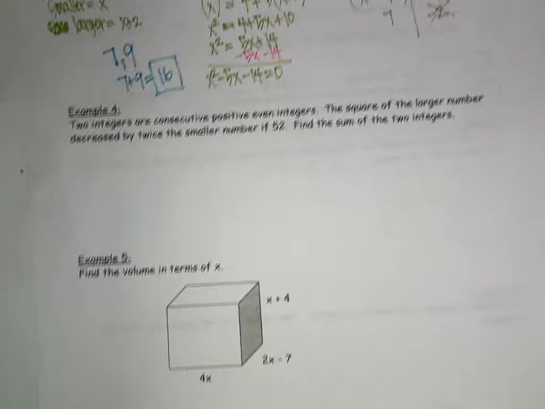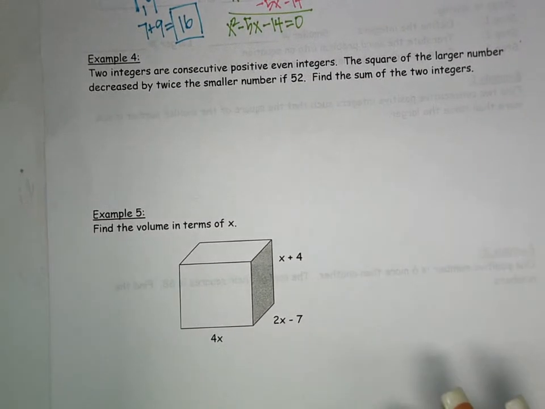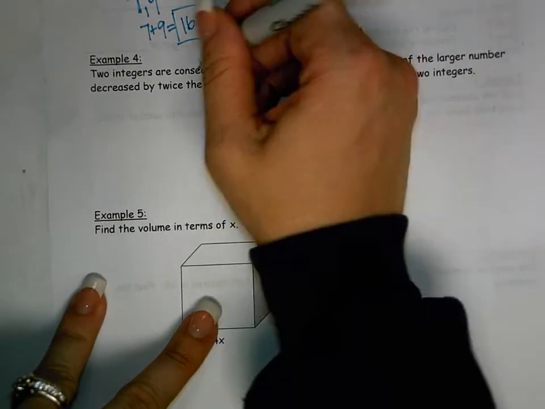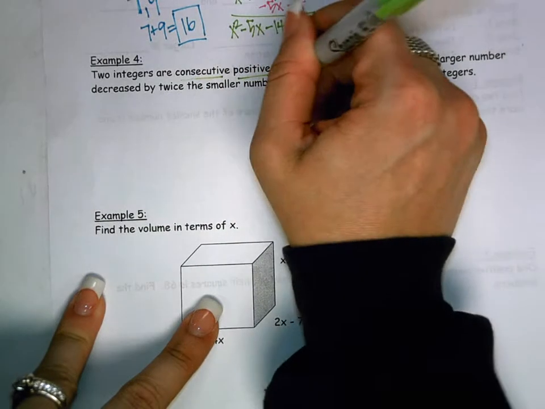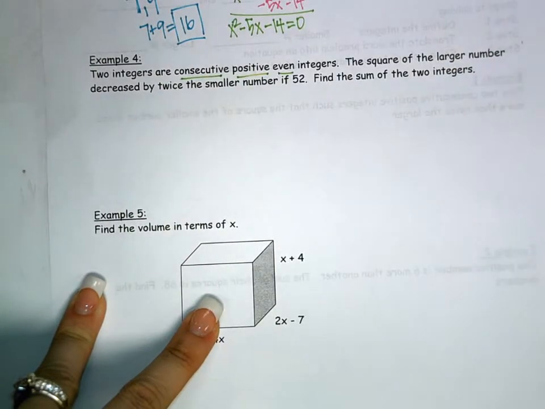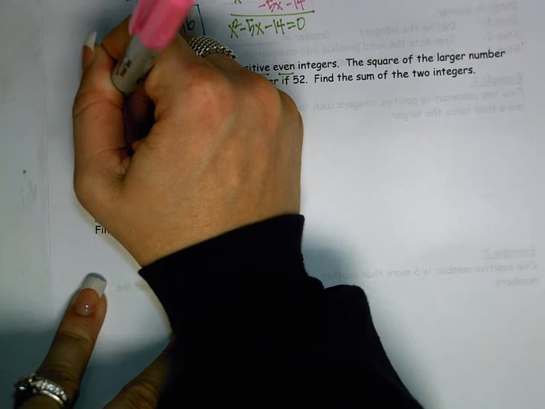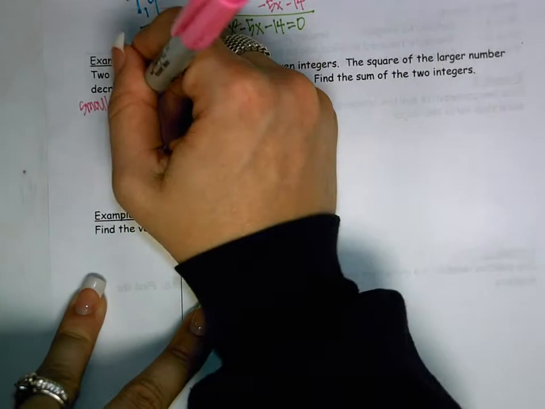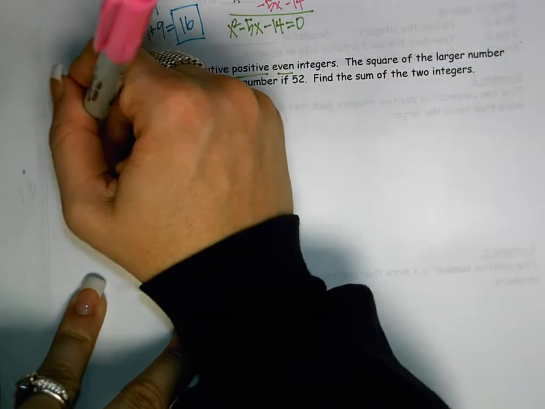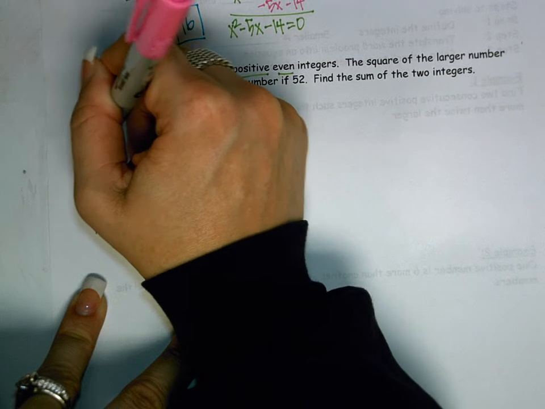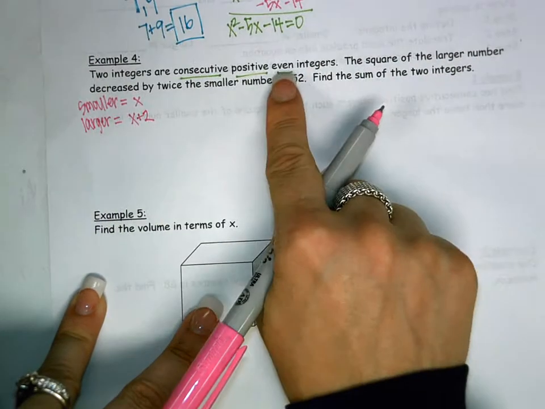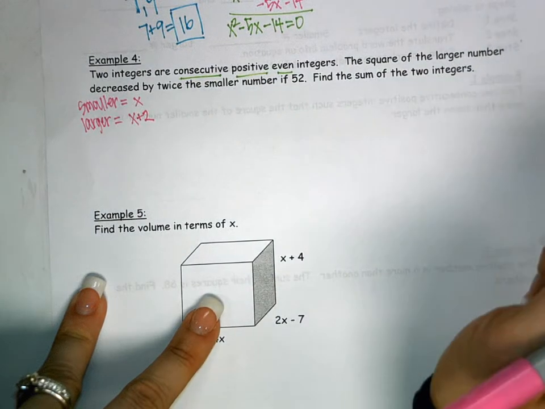Just coincidence. Okay, for number 4, two integers are consecutive positive even. So consecutive positive even. Okay, so that means that your smaller number equals what? Smaller number always equals x. Consecutive positive even means that our larger number equals what? X plus 2. Okay, anytime you say the word even or odd, you're counting by 2's.